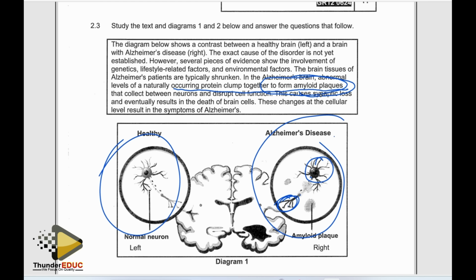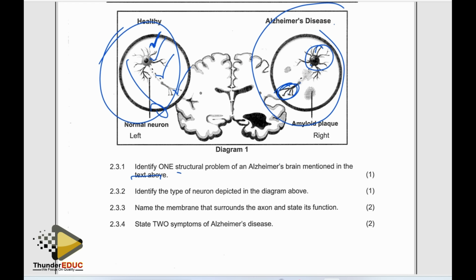Do you know how to sing that? It means that the impulse moves from dendrite, cell body, axon, to the terminal branches of the axon. That's the impulse. That's how it moves. Yes. All right. Let's continue.